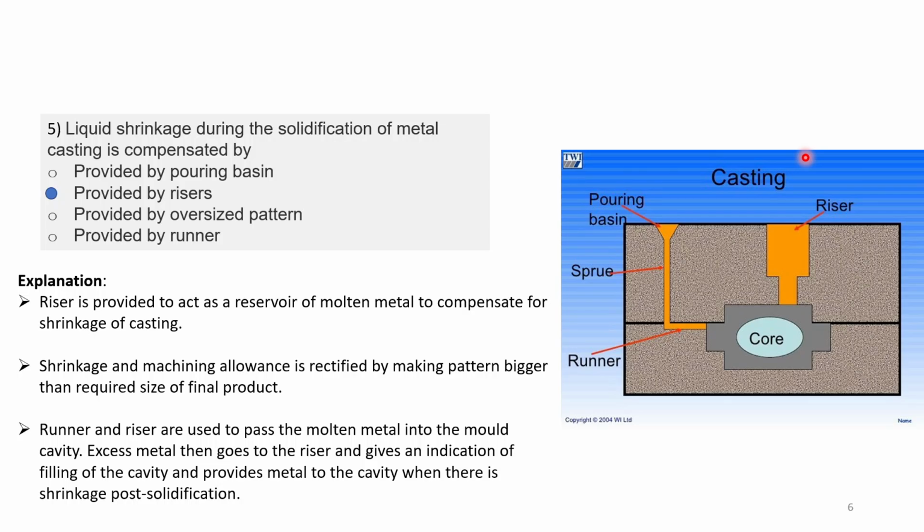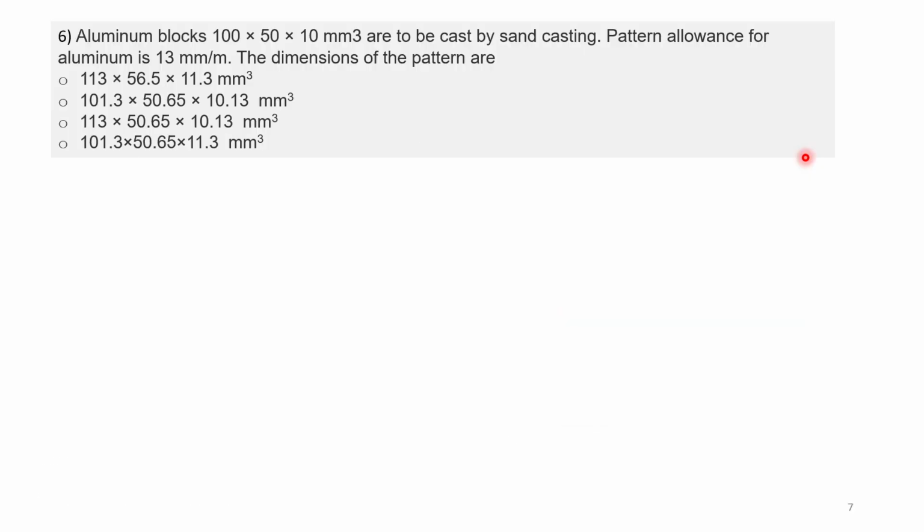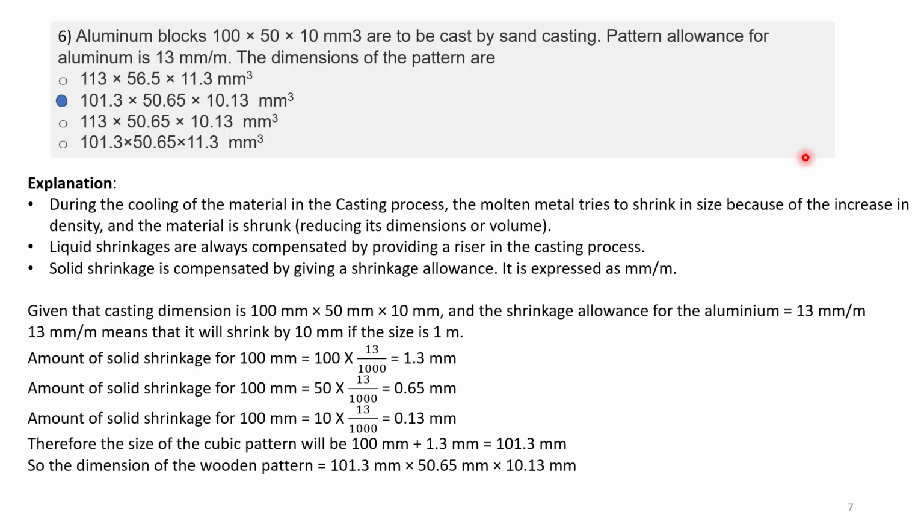Next question is based on shrinkage allowance. You are given that for aluminum, 13 mm per meter is its allowance. So in terms of mm you have to calculate, and for 100 it will be 100 times 13 upon 1000, and for 50 you can add in the same terms. These will be added because it is a positive type of allowance. So all these things will be added to the existing size for the pattern.